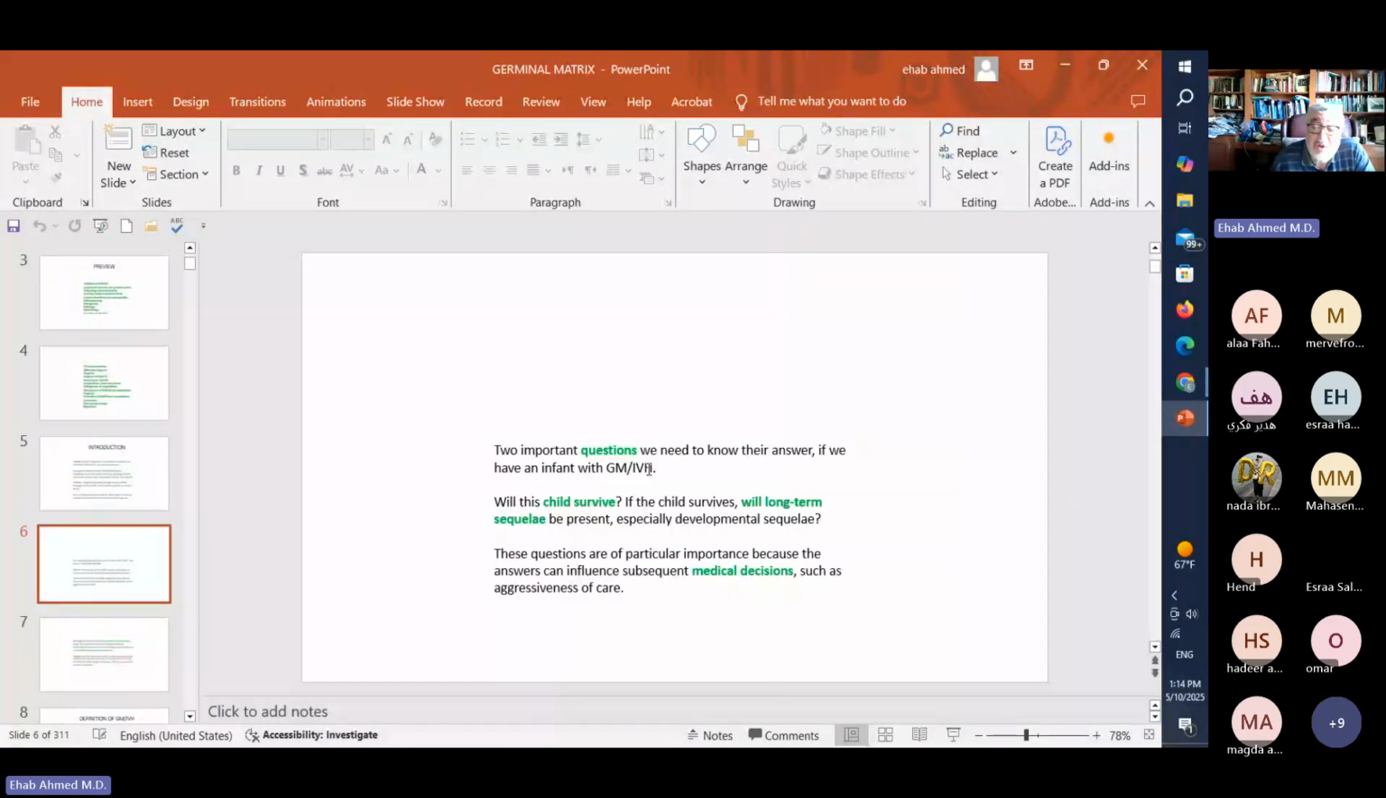And this question is what we face every day, especially when we are talking to the parents, updating them about their baby. If you have a baby with GM-IVH, the question is: is this child going to survive? And if yes, will he or she have long-term sequelae? And what are these sequelae, and what is the percentage and possibility of having these major issues? And the answer to these questions will guide our medical decisions.